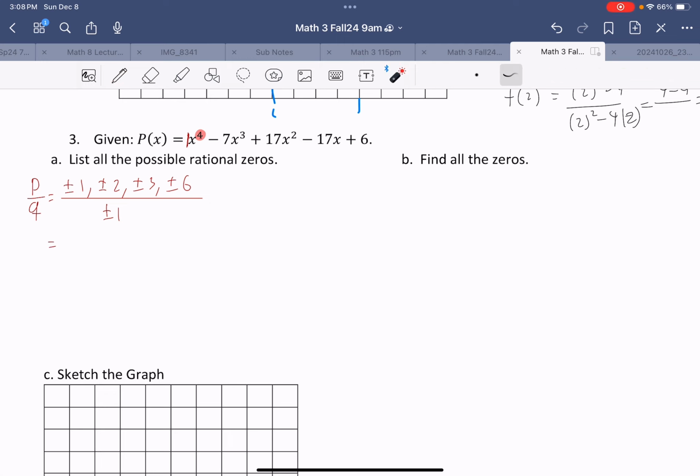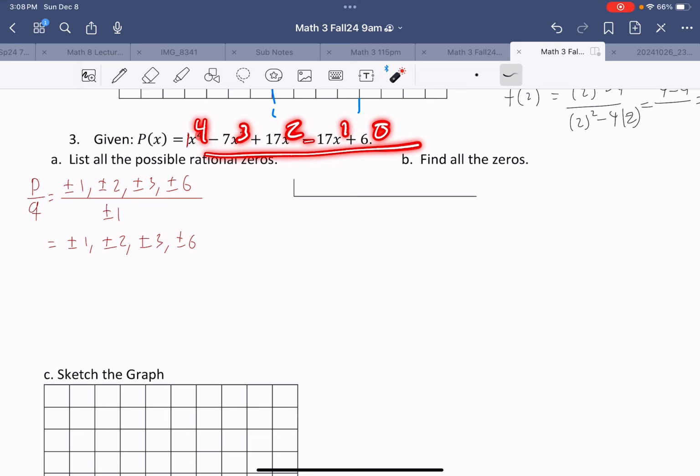Because normally, if I had more factors in the denominator, I would divide each one of my zeros from the numerator with the denominator. But this would just leave me with a list of 1, 2, 3, and 6. And now this is when we start our synthetic division, which you only use the coefficients of each term, but you have to make sure there's no missing terms. So 4, 3, 2, 1, and 0. I'm not missing any of these terms.